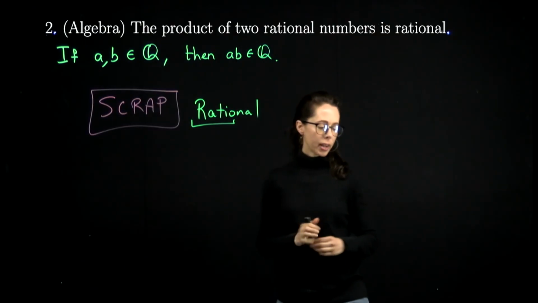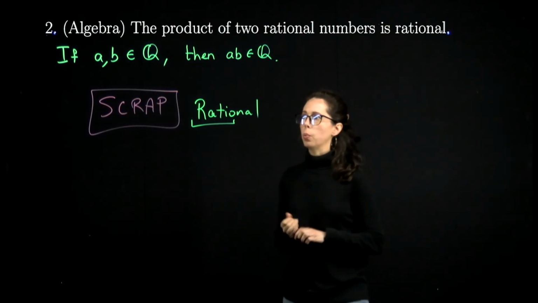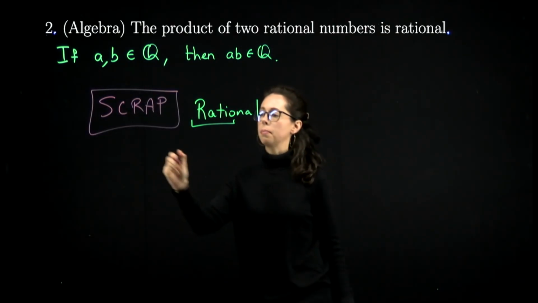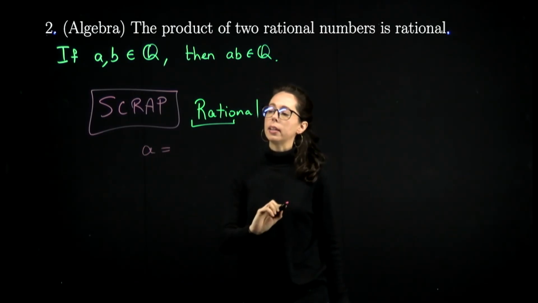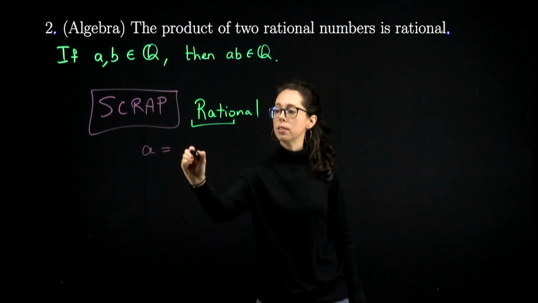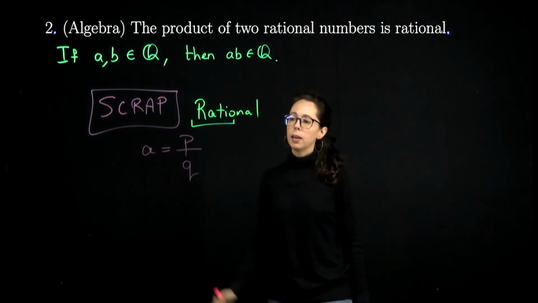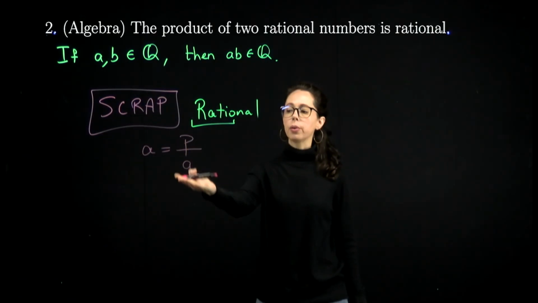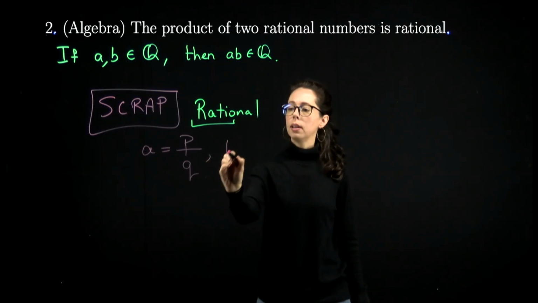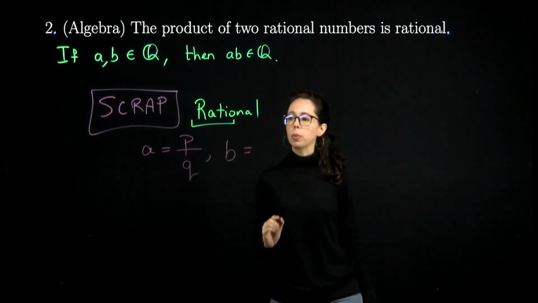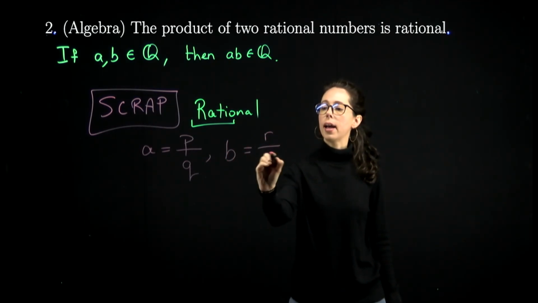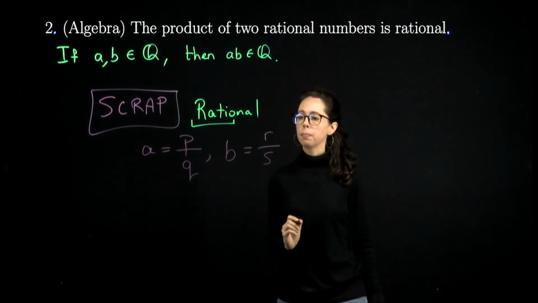So for my scrap work, I'm not going to write out any words or anything like that. I'm just going to imagine that A has been written as a ratio of integers. So how about P over Q? P can be any kind of integer, including 0. Q cannot be 0. Likewise, B will be R over S, where S is non-zero.